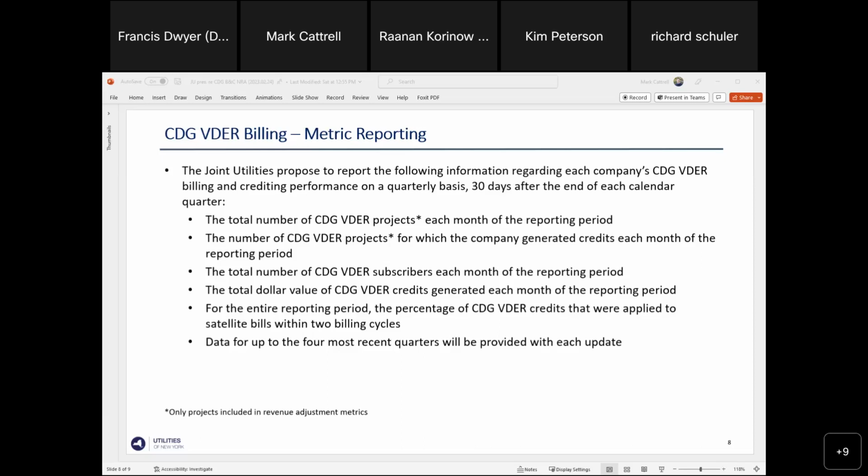And I know you might not have numbers specifically on hand for the other utilities, but would any other utilities want to just provide maybe an order of magnitude as far as the size of those grandfathered NEM projects compared to the whole CDG portfolio? Or if you're unable to do so at this time, just acknowledge that.